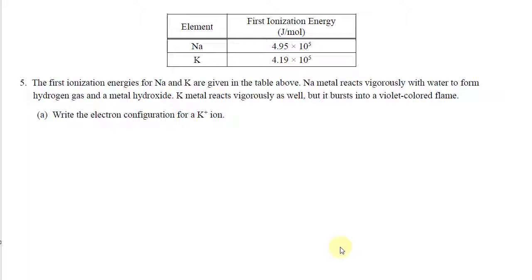FRQ, question number 5. We've got a table with elements and their first ionization energies in joules per mole. You can see 4.95 times 10 to the 5. Rather than using kilojoules, they use this scientific notation. The first ionization energies of Na, sodium, and potassium are given in the table above. Sodium metal reacts vigorously with water to form a hydrogen gas and a metal hydroxide. Okay, information. Potassium reacts vigorously as well, but bursts into a violet-colored flame.